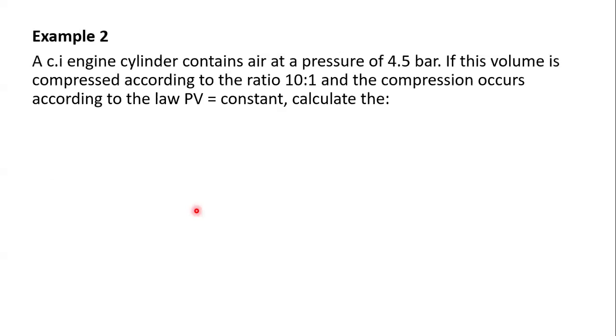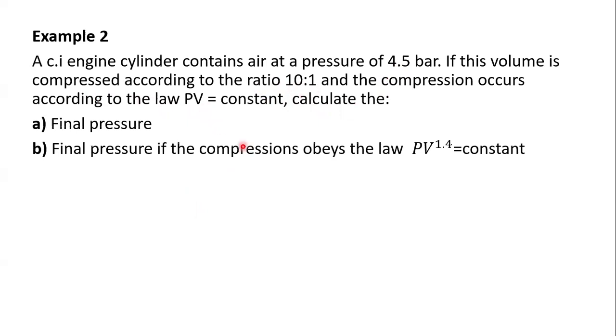Example 2. Here we have a compression ignition engine, or a CI engine, which is having air at 4.5 bar. Then the compression is taking place according to this law, 10 to 1. So if it's obeying this law, we're required to calculate the final pressure, assuming this time we're dealing with this law. Okay, now that being the case, we can start writing down the data.